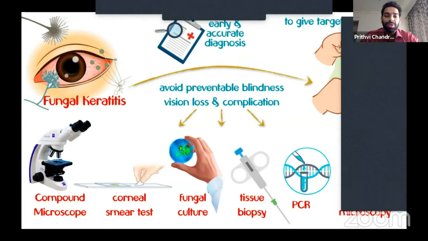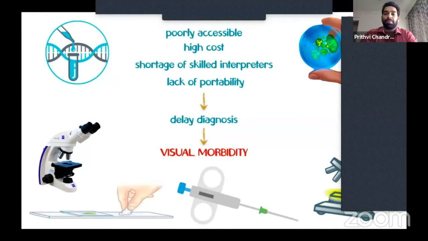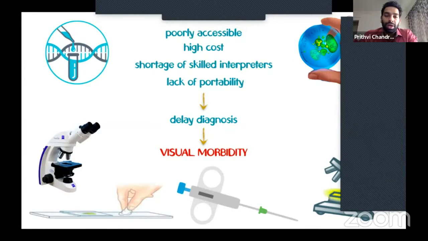This can be done using a compound microscope, corneal smear test, fungal culture, tissue biopsy, PCR, microscopy, and confocal microscopy. These investigations are very poorly accessible and cost is high. There is a shortage of skilled interpreters and a lack of portability. This all actually delays the diagnosis and further increases the visual morbidity.